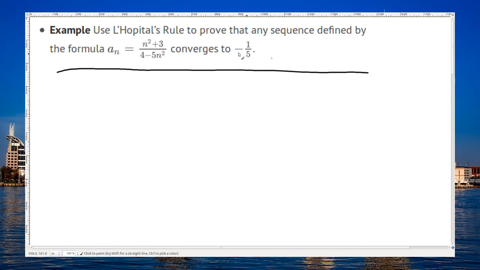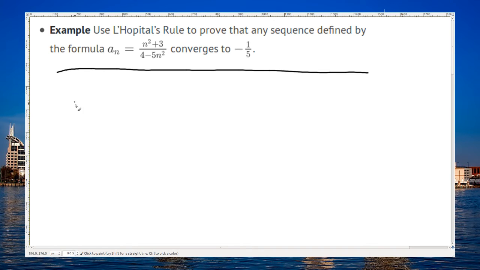But that's okay, because if I want to find the limit of any sequence defined by this formula, and what I mean by that is, well, I didn't tell you where the formula starts, but it doesn't matter, because all that matters is that it goes out to infinity eventually. And so any sequence, maybe starting with 0 or 1 or 7 or -3, as long as we don't make this denominator 0, that would be a problem, that would converge to -1/5.